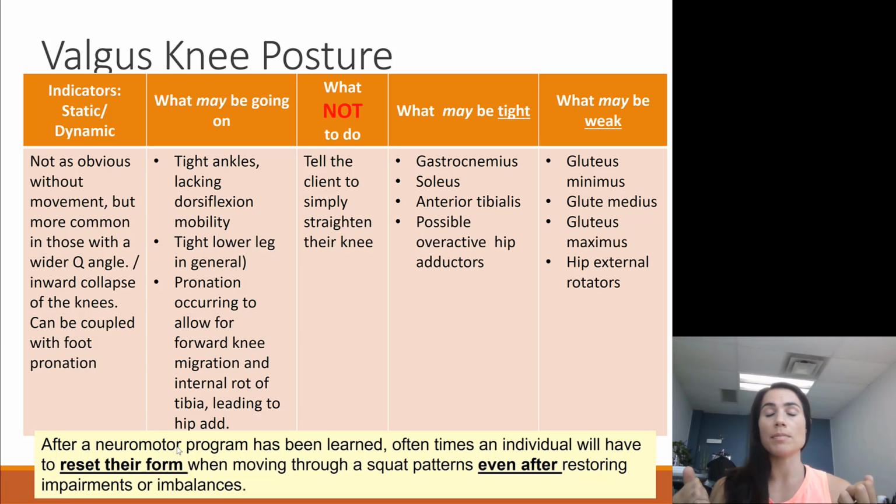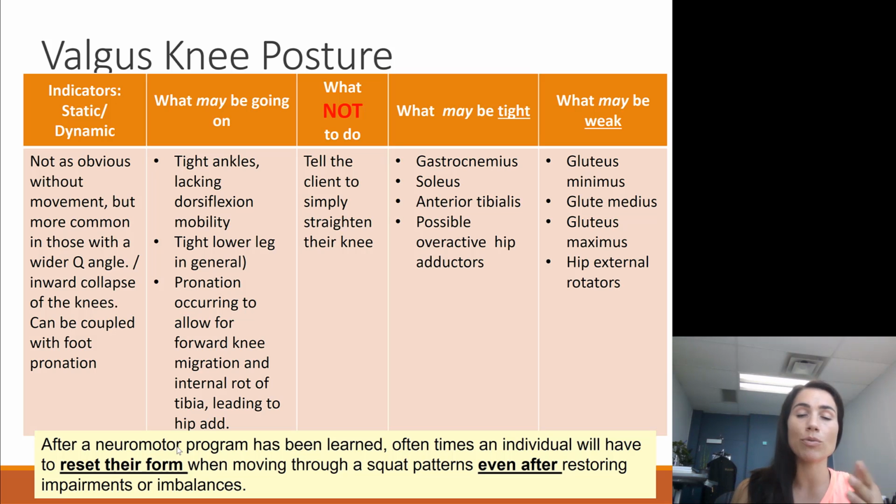So if we have a strong glute min and glute med, that's going to pull our knee into better alignment with our hip and our ankle. Same thing with glute max, and then a stronger hip external rotator. And the reason why this little yellow piece at the bottom, this is kind of a justification for why we shouldn't just tell them to straighten their knee joint, is because after someone learns a neuromotor program, it's really difficult for them to reset that.